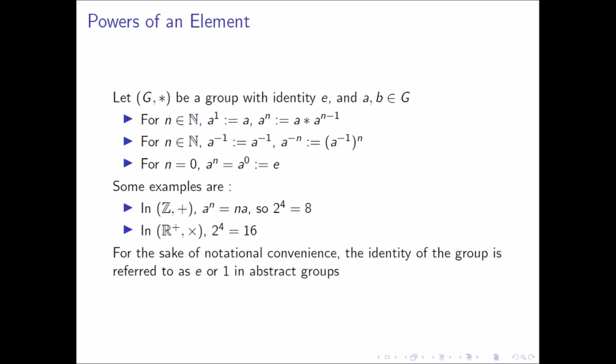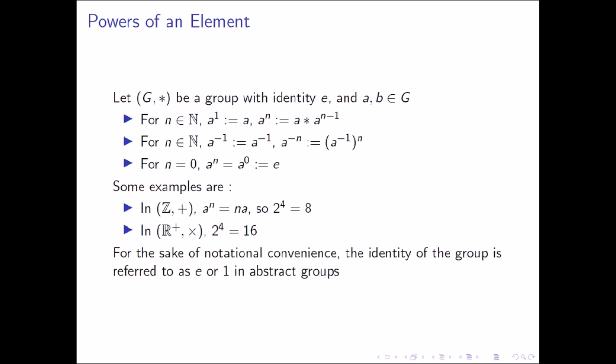This makes sense because if x is non-zero, then x power 0 in real numbers with multiplication is considered to be 1, the identity in that multiplication operation. And in addition, a power 0 is basically 0 times a. That's 0, which is the additive identity. So let's look at some examples over here.